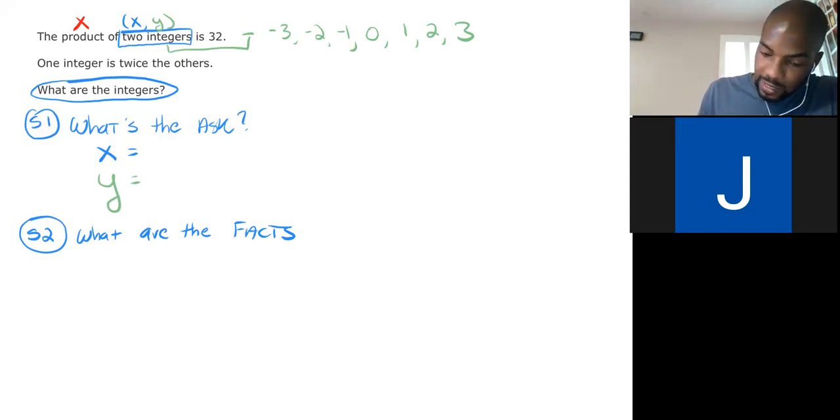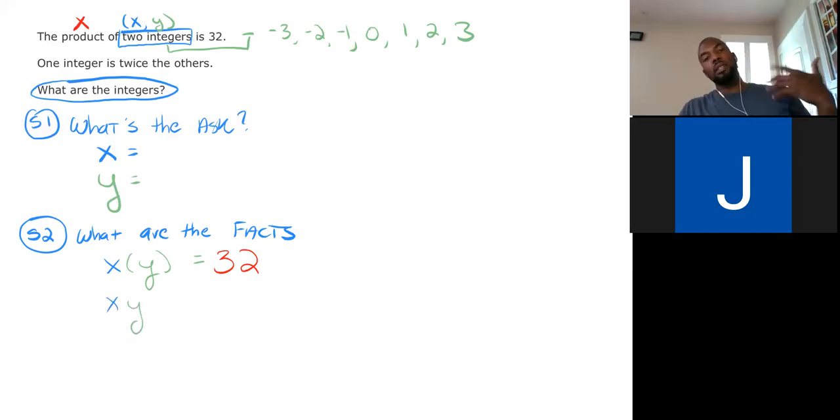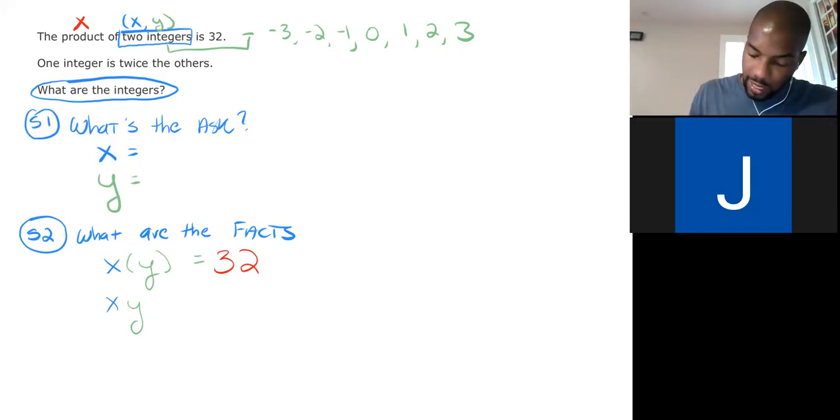So what's the first fact I know? Whatever x times y is, whatever those numbers are, the answer has to be 32. Another way you could have written that is xy. And again, you didn't have to choose x or y. I just did because those are the most common variables. Either way, they have to equal 32.